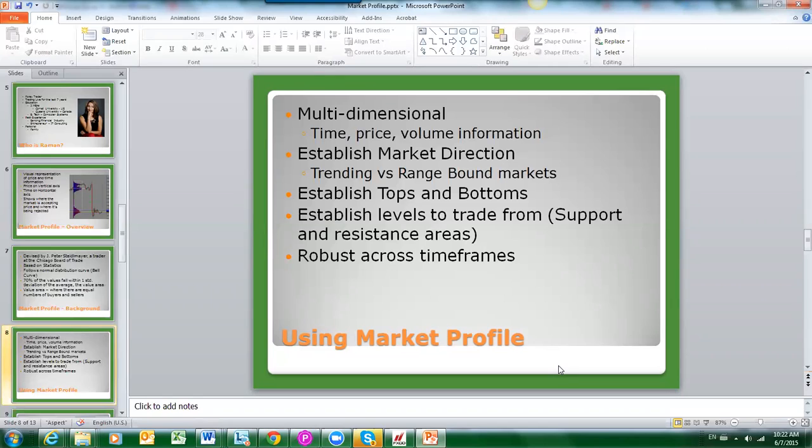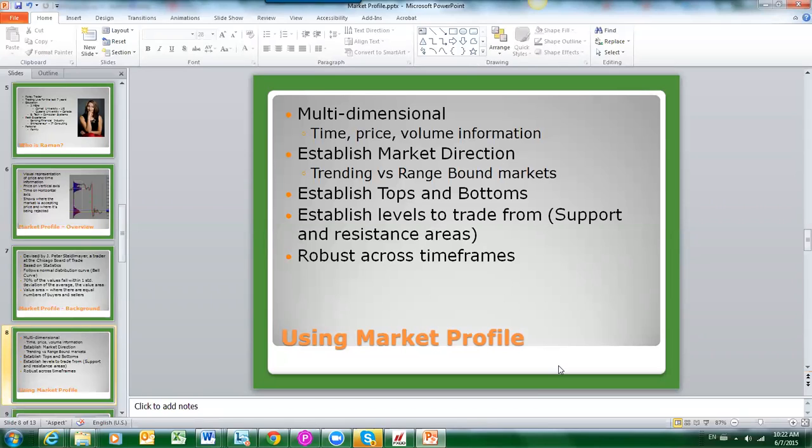So we're not really taking into consideration the exact number of orders that came in. We're just monitoring the order flow in terms of where the orders are coming in. And that's the information that we're trying to gauge from the market profile.